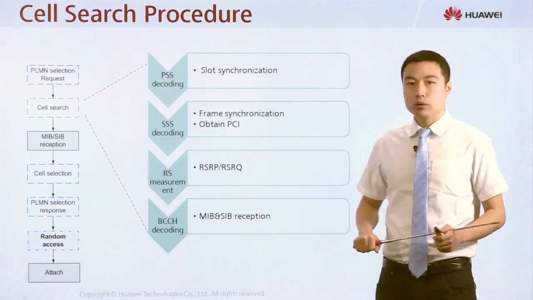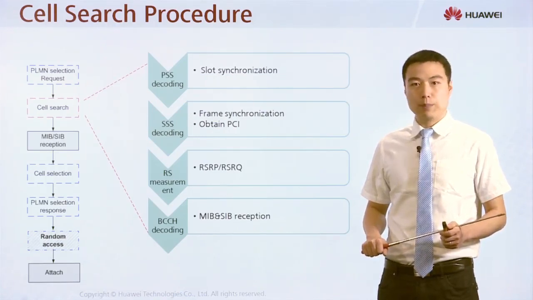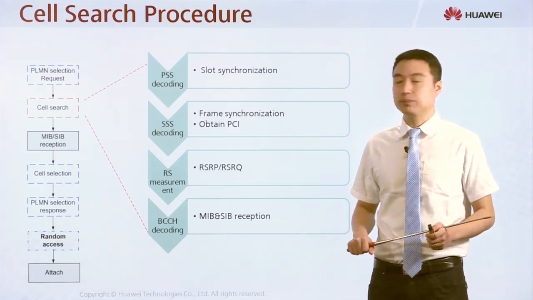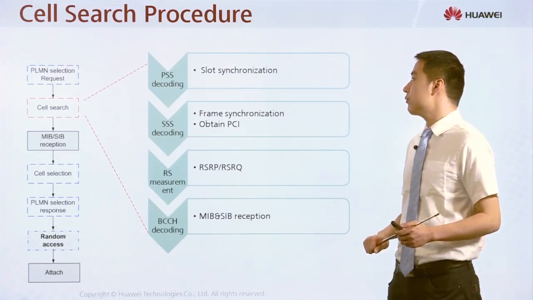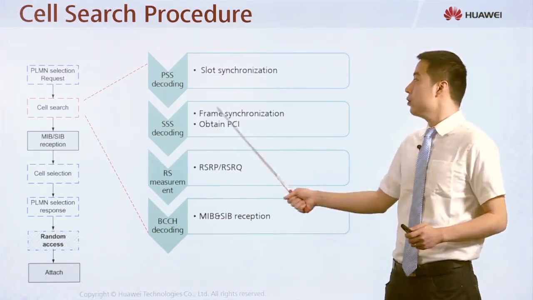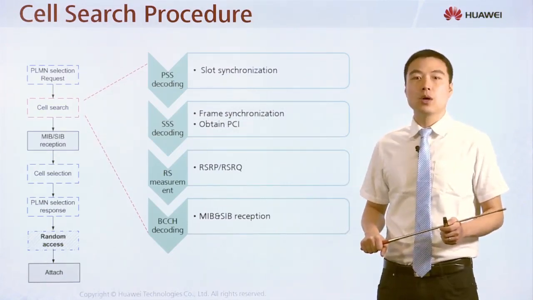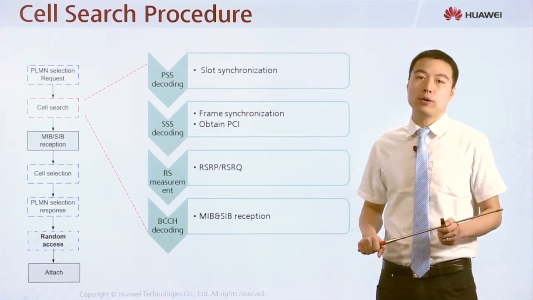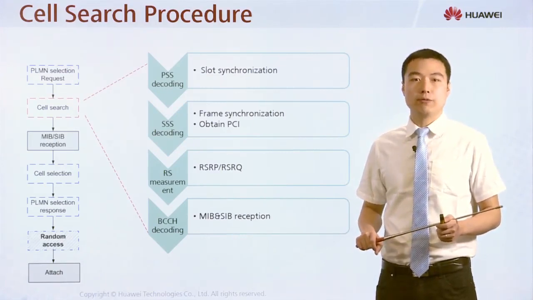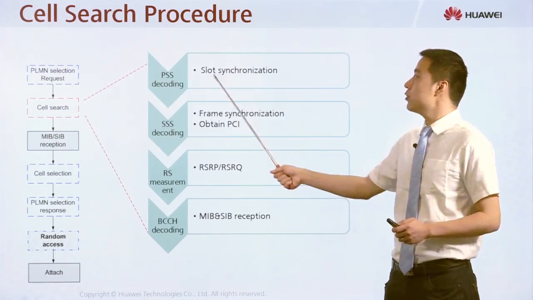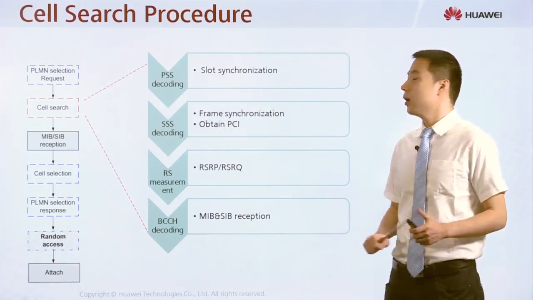If UE knows the start point of one slot, that means UE will also know all the slot start points. After UE finds the start point of one slot, which means UE finishes the slot synchronization, UE will perform the frame synchronization. Frame synchronization means UE will find out which moment is the start point of one frame, which slot is slot 0, the first slot of one frame. After UE finishes the slot synchronization and the frame synchronization, UE will obtain the physical cell ID.